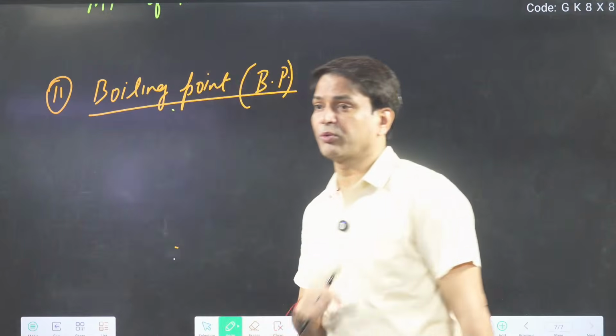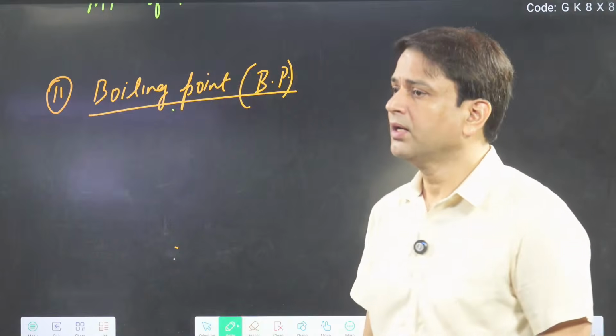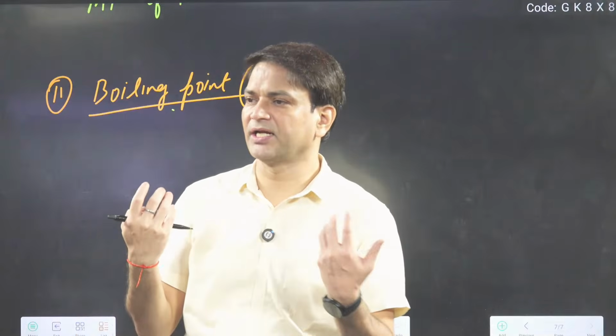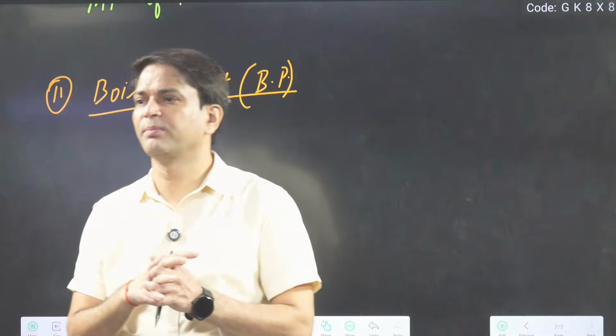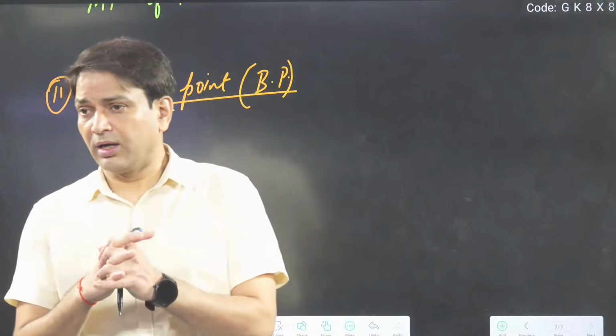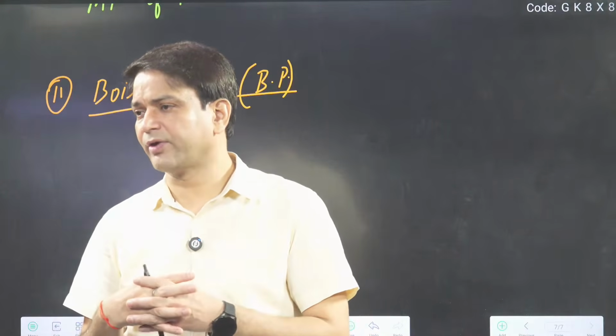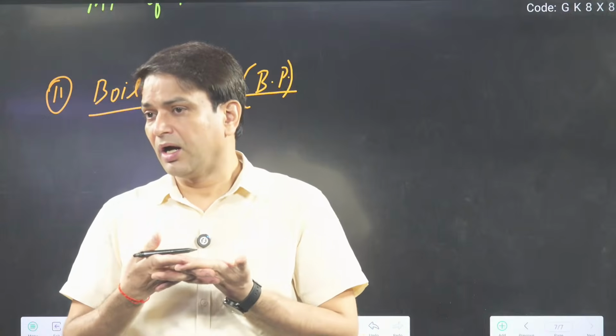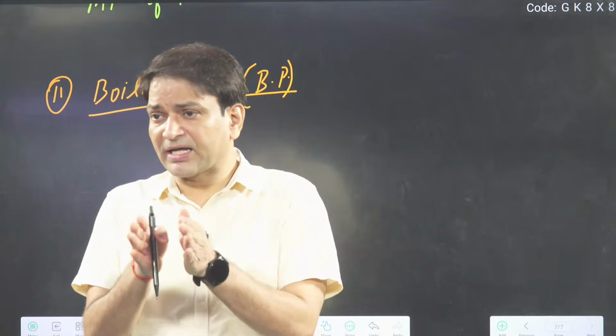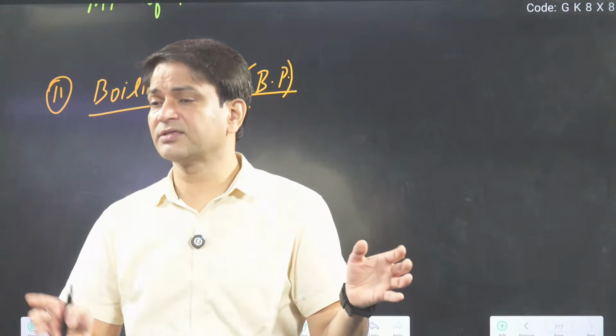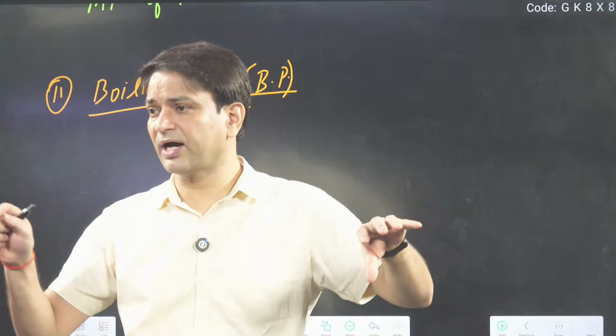So what is a boiling point? One thing, the temperature at which the liquid starts boiling, that is called the boiling point. Vaporization, everybody knows, is the conversion from liquid to the vapor state. This everybody knows. Vaporization we can categorize into two types: one is evaporation, one is boiling.